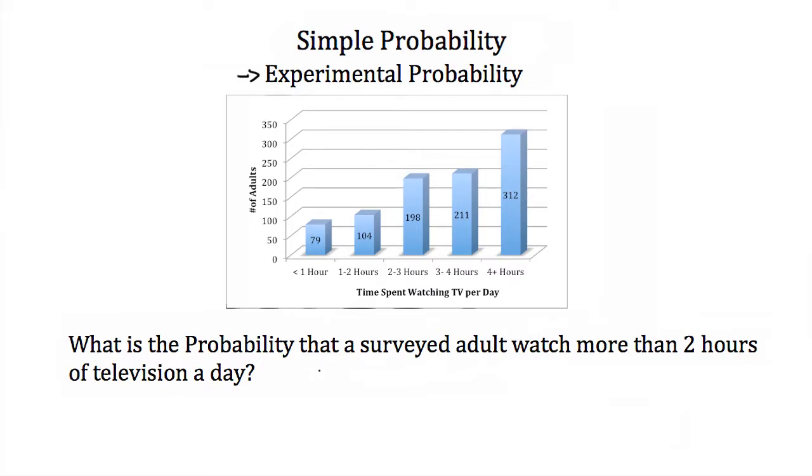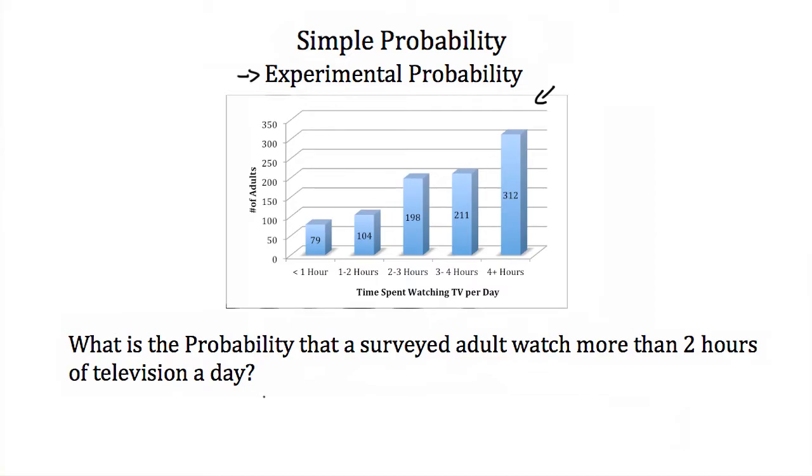So what's the probability that a surveyed adult, if we surveyed another adult, watches more than 2 hours of television per day? Well, we don't know the probability of that particular adult. So what we do is we assume that the probability that this adult watches more than 2 hours of television per day is the same probability of all the other adults that we already surveyed.